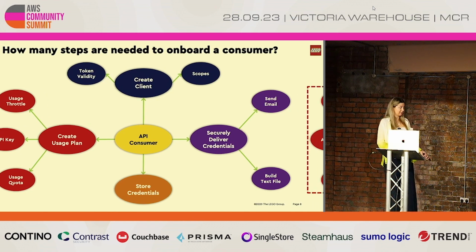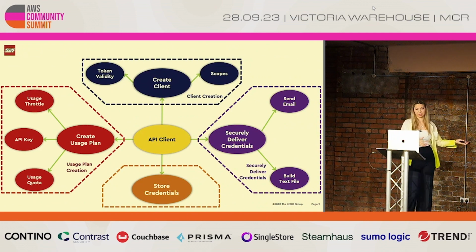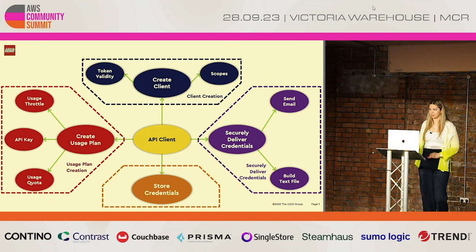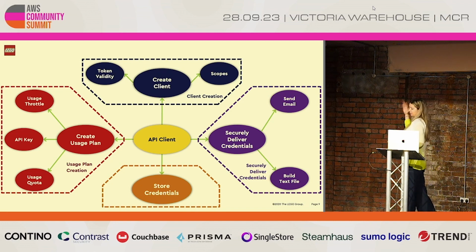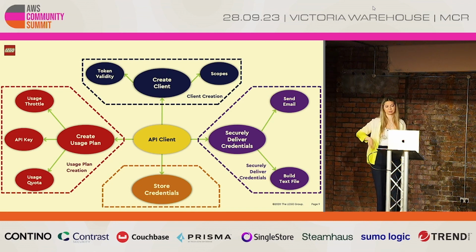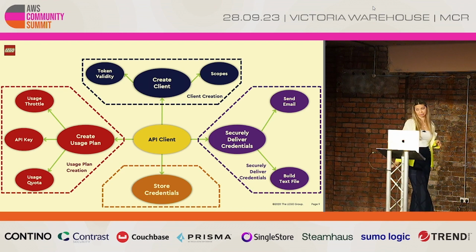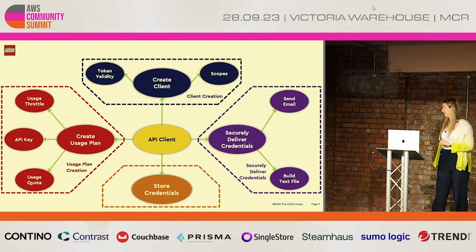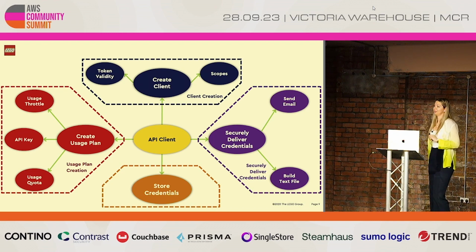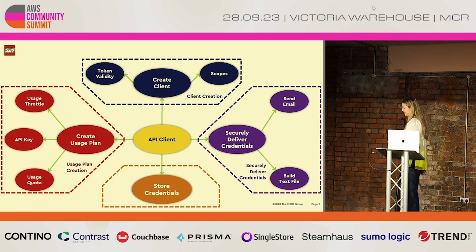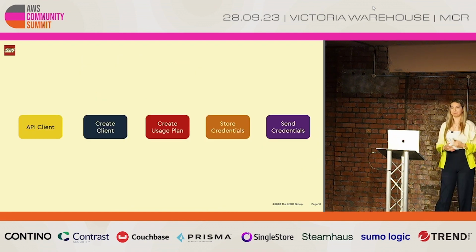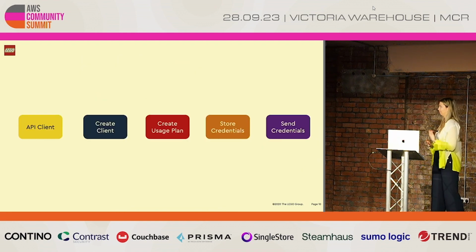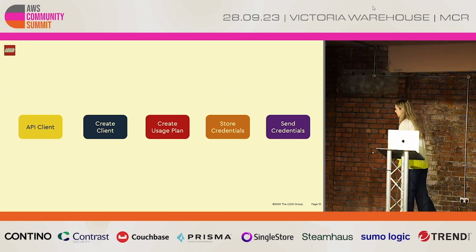So let's look at things like this. We can try and group them. So there are kind of like 4 main steps that we're looking at here. So the client creation, the usage plan, storing those credentials, and then delivering them securely. You're going to hear me say a lot of times, security, security, security, and I'll get to why in a second. But let's try and start to build a flow on how we would actually build this using AWS services.